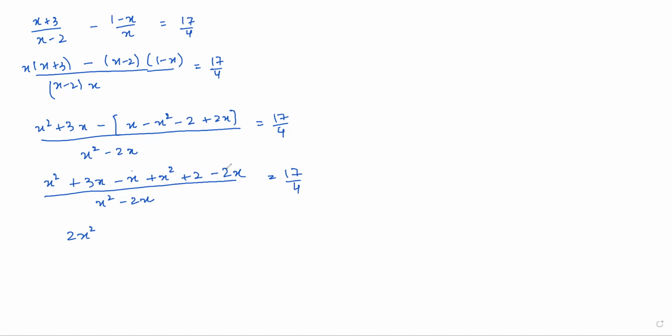Now you simply cross multiply. So 4 into (2x square plus 2) is equal to 17 into (x square minus 2x). So 4 into 2 is 8x square, plus 2 into 4 is 8, is equal to 17x square minus 17 into 2, which is 34x. So you bring it to one side. So 8x square plus 8 minus 17x square plus 34x is equal to 0. 8 minus 17, how many x square? Minus 9x square. Into 8 is 16 and then 1x.